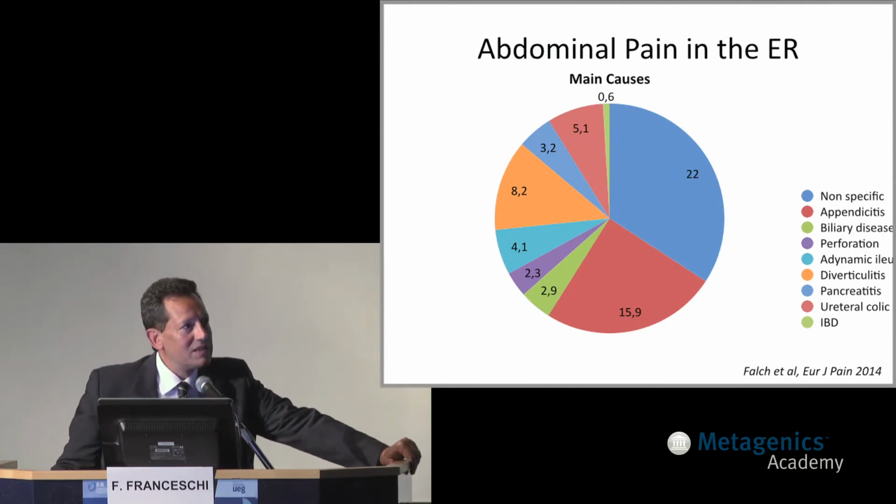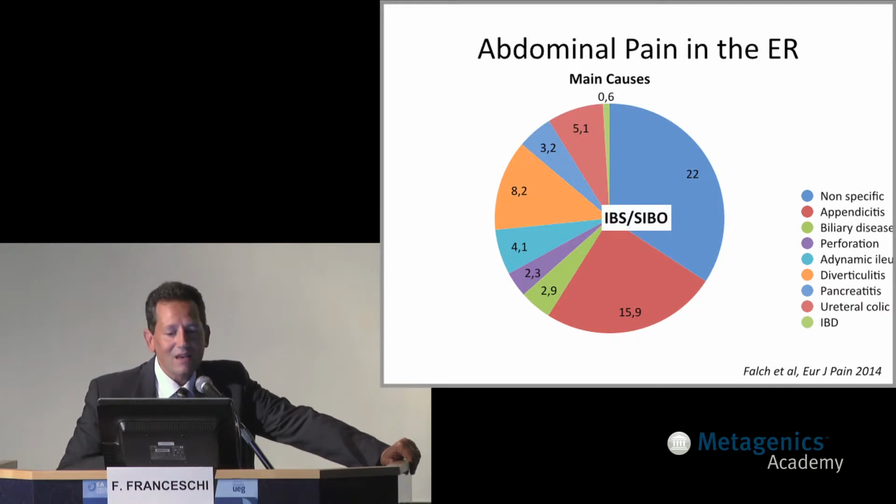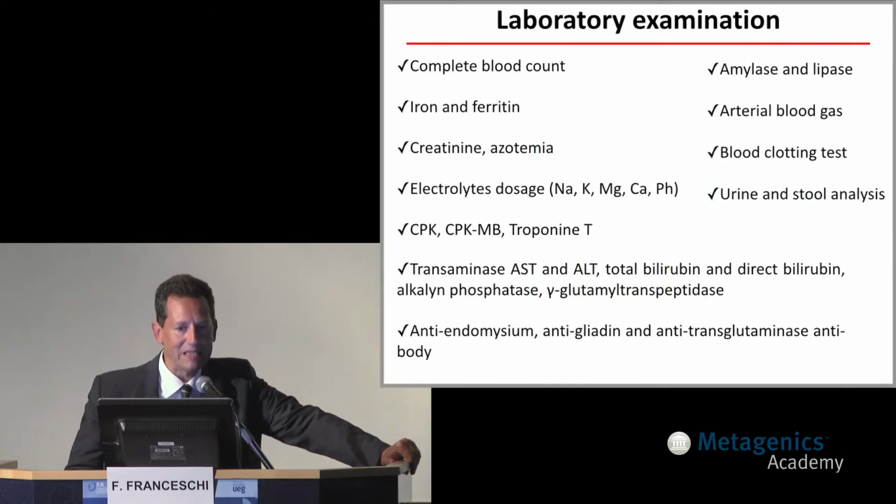I work in emergency medicine, in the emergency department, and we see a lot of patients with abdominal pain. Here you can see the main causes of abdominal pain in the emergency room. As you can see, most of the cases, 22%, are non-specific. Non-specific means IBS, SIBO. But then we have appendicitis as the second cause, diverticulitis the third cause. All diseases related to gut microbiota imbalance.